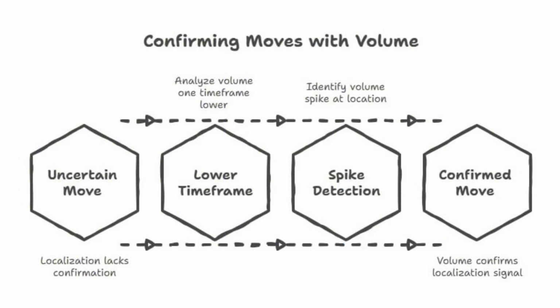Volume is one time frame lower than your localization. So if localization is 4-hour time frame, volume is 1 hour or 30 minutes, for example. And here is why it comes after localization. You already have the idea, you already have the place, and now you need confirmation that the move is real. So volume shows you the market model, a spike of volume at the exact moment where localization sets the move begins. So this spike is not random. That is the market telling you something is happening right here, and that is your signal.